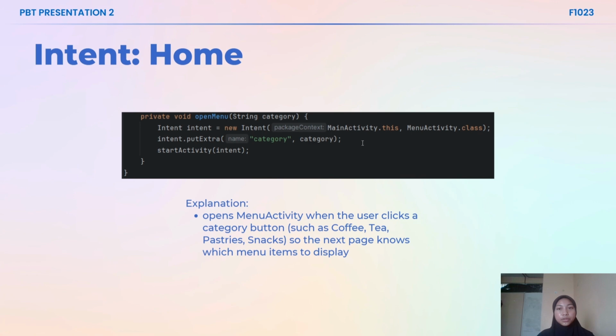So why is this important? Because the app needs to know which category the user chooses. For example, when the user taps on coffee, the app will pass the information forward to the menu screen, which is the second page. And then it will display the correct list of the items that the user clicked, such as when the user clicks coffee, it will display all things about coffee, for example, latte, cappuccino, or americano. So, in short, the intent from the home screen is like a messenger that tells the menu screen.